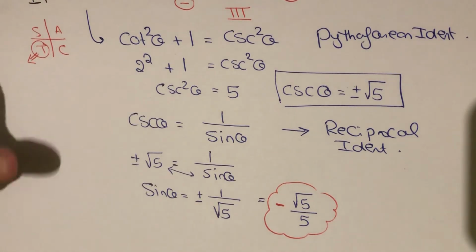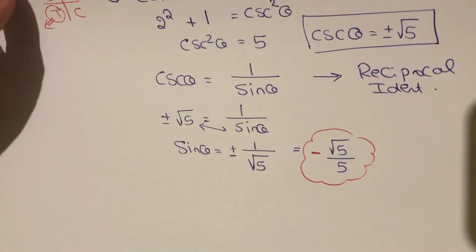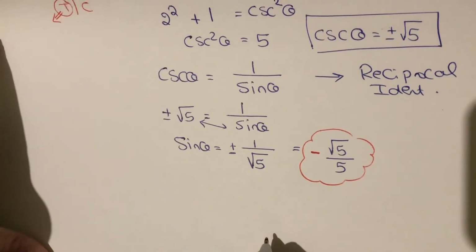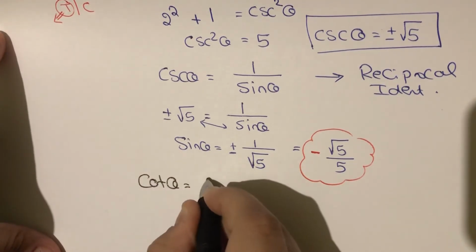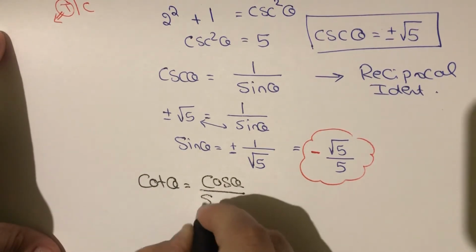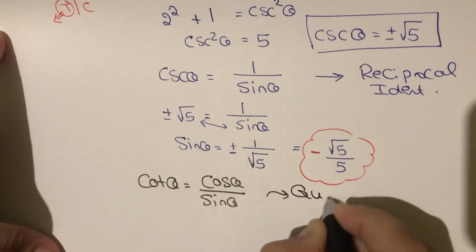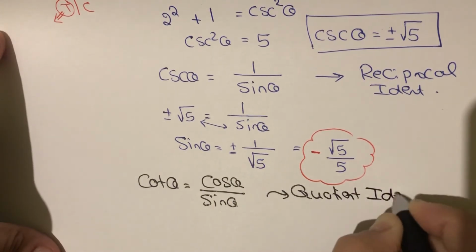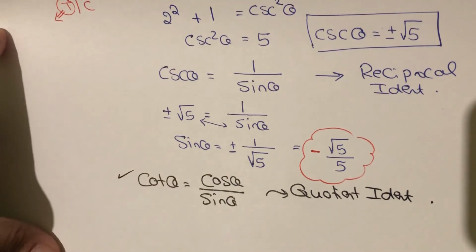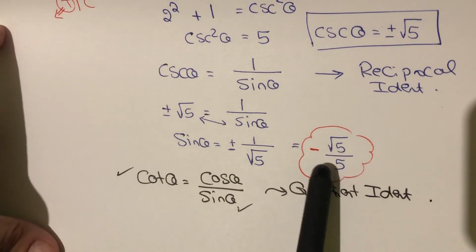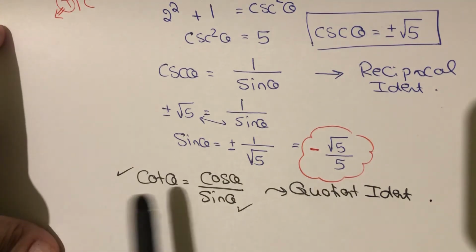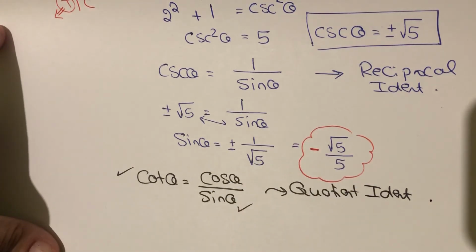Another thing that I can start thinking of, and you should start thinking of as well, is one of the quotient identities. Cotan theta is equal to cosine theta over sine theta. And this is called a quotient identity. Okay? So now I know cotan and I know sine, and this is going to be very helpful for me to find cosine. Maybe someone else would want to use a Pythagorean identity, sine squared plus cosine squared is equal to 1, and you will also get cosine. And make sure cosine is negative.